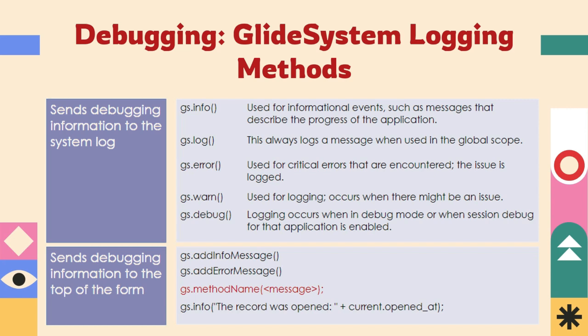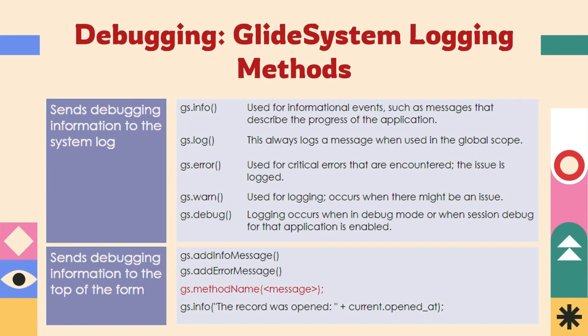We can see how we can send the debugging information to the system log. Suppose we can use gs.info, which is used for informational events, such as a message that will be displayed whenever we are performing certain things.